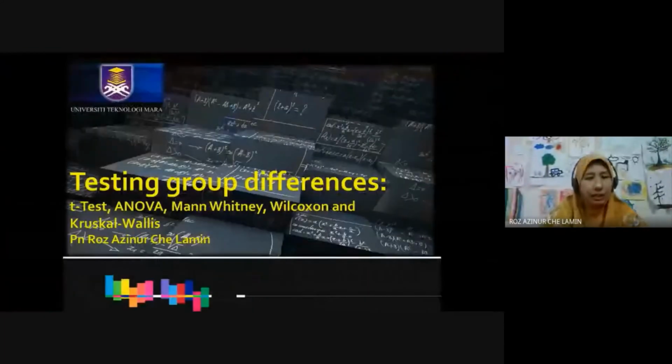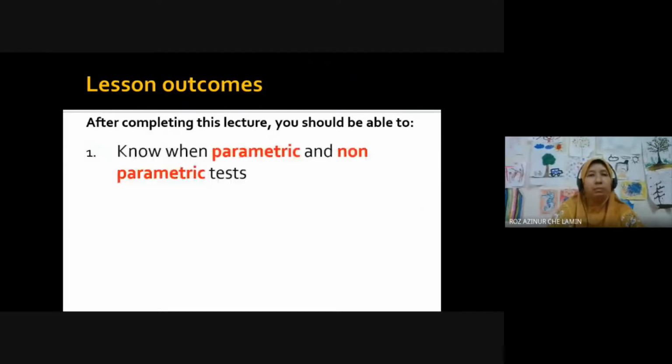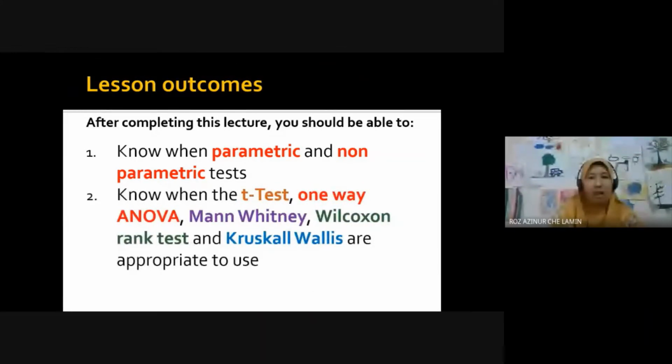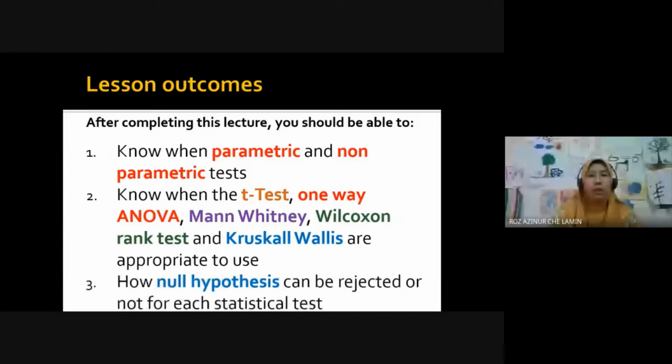Testing group differences. For the lesson outcome, after completing this lecture, students should be able to know when parametric and non-parametric tests are used, know when the t-test, one-way ANOVA, Mann-Whitney, Wilcoxon rank test, and Kruskal-Wallis are appropriately to be used, and know how the null hypothesis can be rejected or not for each statistical test.